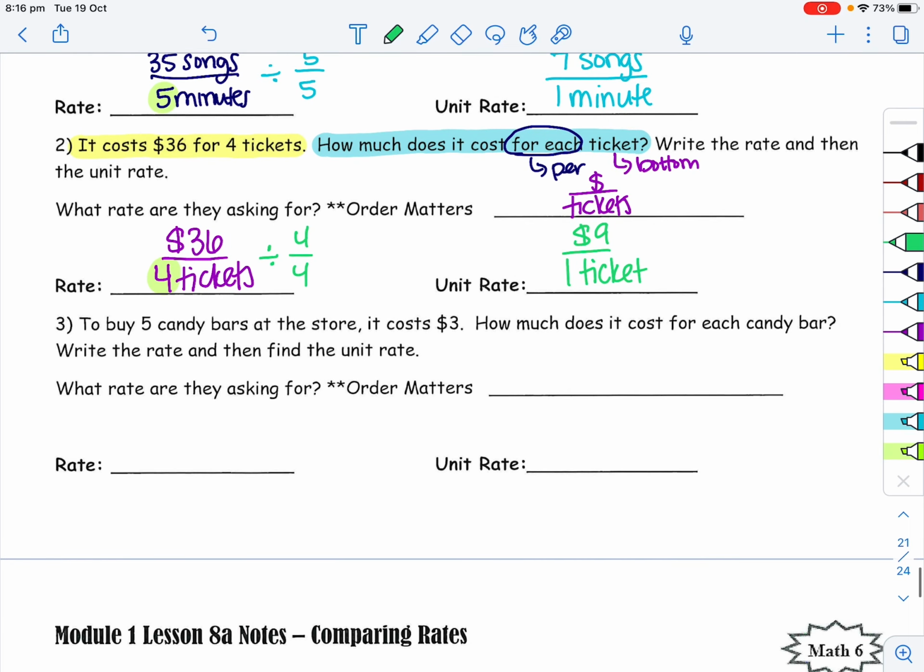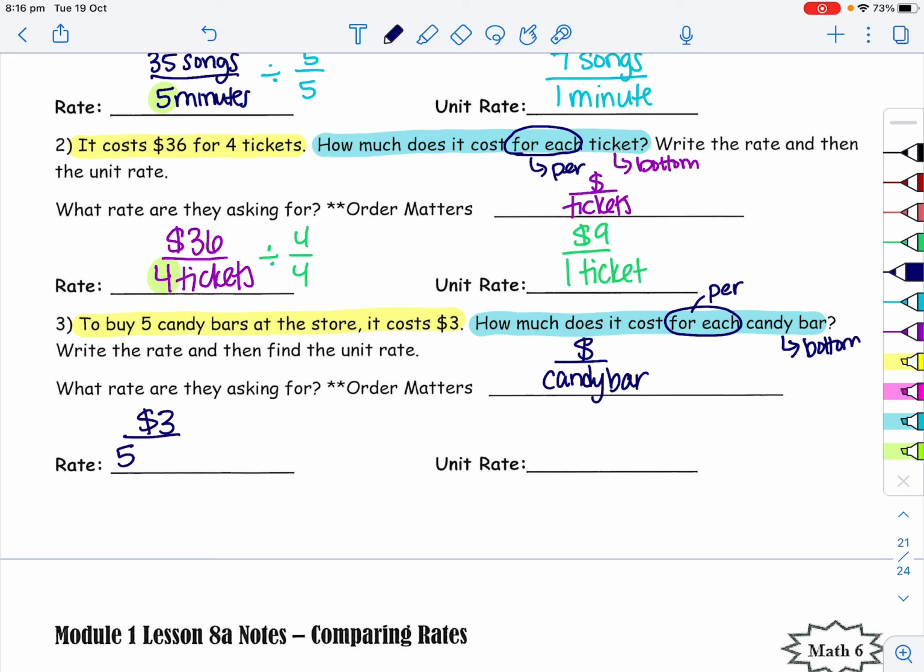Number 3 says to buy 5 candy bars at the store, it costs $3. That is my information sentence. How much does it cost for each candy bar? Again, that for each is like the word per, and per is my fraction bar. So candy bars go on the bottom. So they are asking for the cost per candy bar. So my rate is $3 for 5 candy bars.